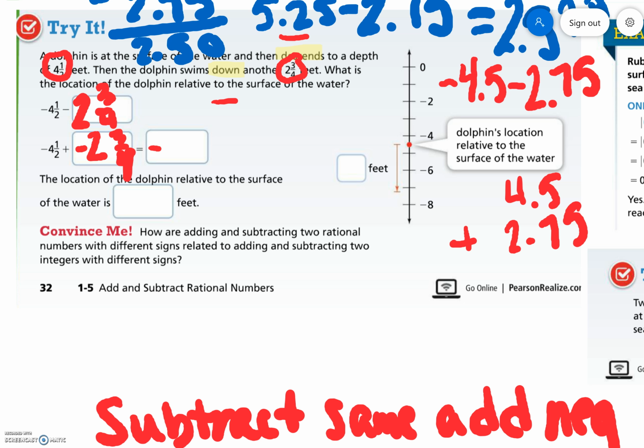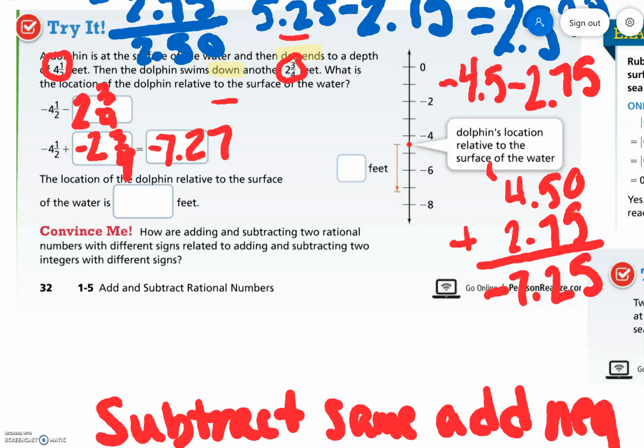And you want to make sure you line up your decimals and add 0 if necessary. So I get 7.25, but remember, it's negative. So negative 7.25. Or if you think about it in terms of quarters, 25 cents is 1 quarter. So this is going to be negative 7 and 1/4.